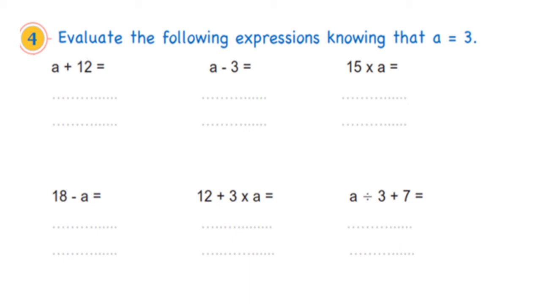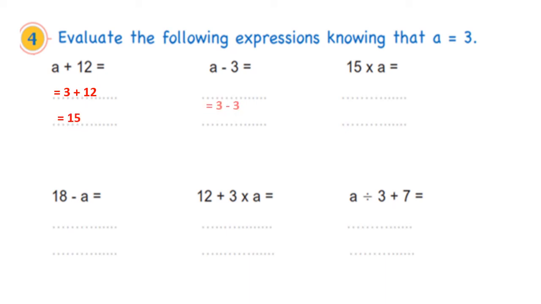Now in question number 4, we need to evaluate the following expressions knowing that a equals 3. So now every time you see the letter a, you should replace it by 3. So it's very easy, just apply the order of operation. In the first one we have a plus 12. So I'm going to replace a by 3. So 3 plus 12 is 15.